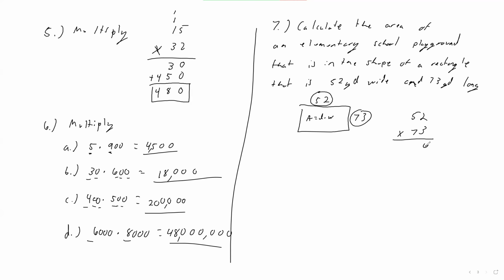3 times 2 is 6. 3 times 5 is 15. I'm now in the tens, so I put a placeholder in the ones. 7 times 2 is 14. Carry over the 1. 7 times 5 is 35 plus the 1 gives me 36. Add the result. 6 plus 0 is 6. 5 plus 4 is 9. 1 plus 6 is 7. And then 3. So the area here would be 3,796 yards squared, since you actually multiply it. Area would be in squared units.